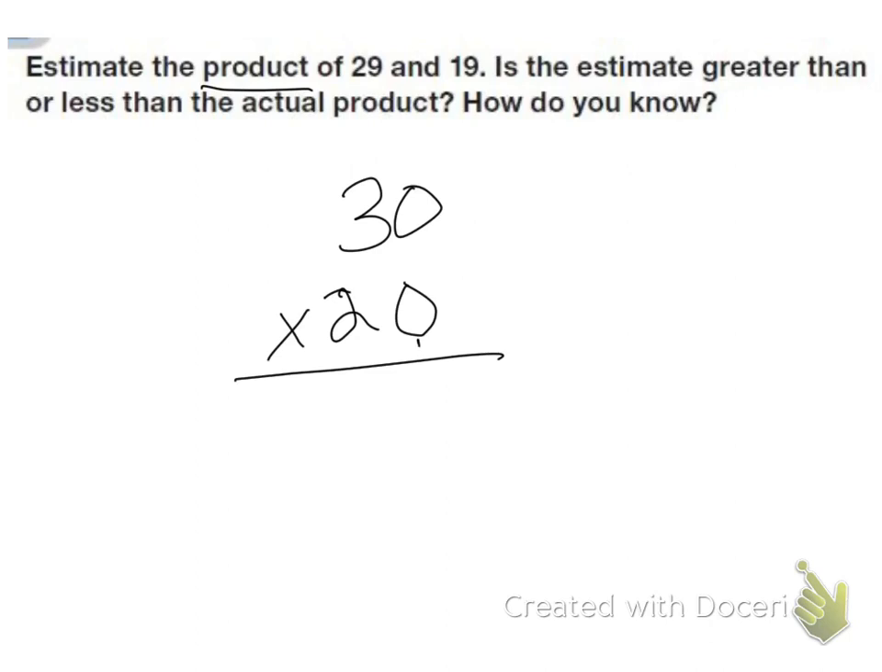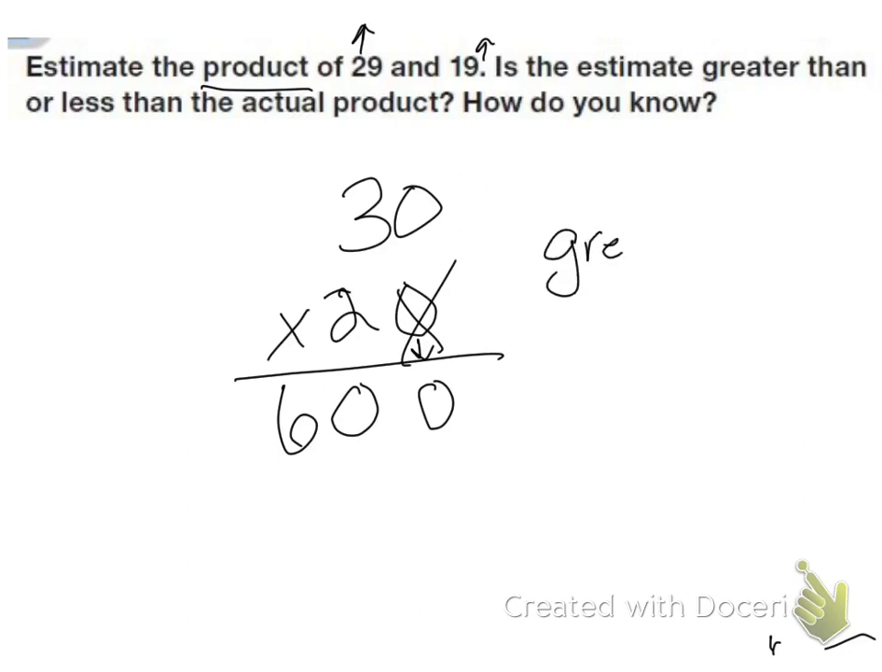So the 0 just drops straight down, and I cross it off. 2 times 0 is 0, 2 times 3 is 6. So my answer is 600. So since I rounded both 29 and 19 up, that means that my estimate is going to be greater than my actual number, or the actual answer, because I rounded both of those numbers up.